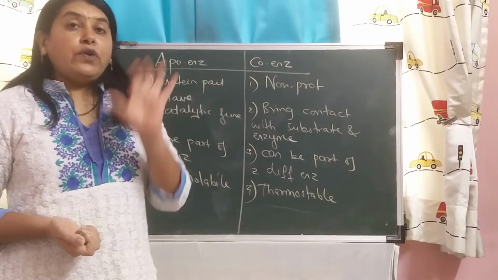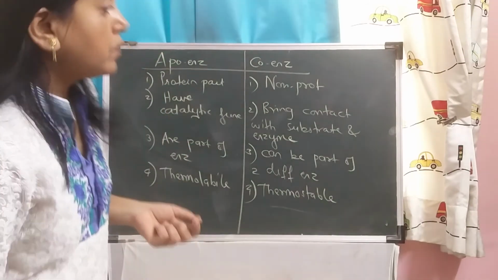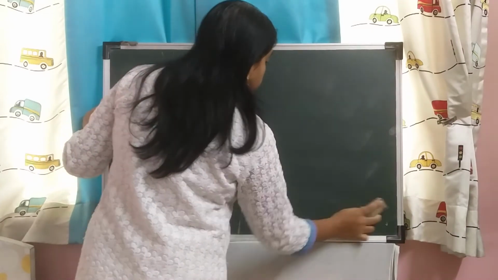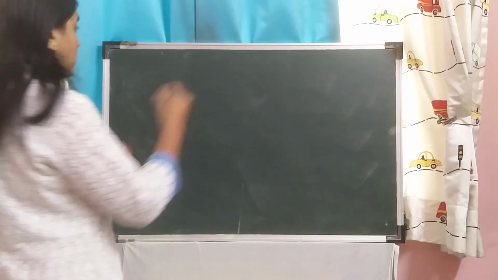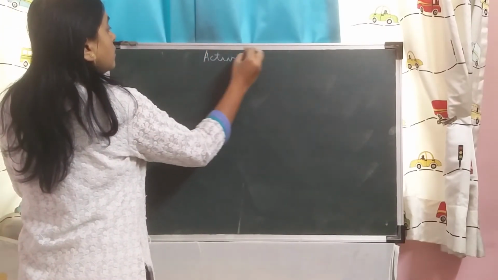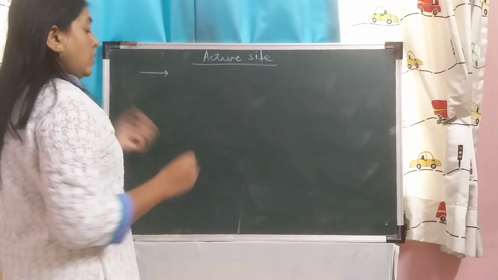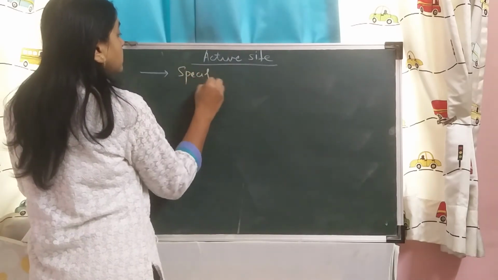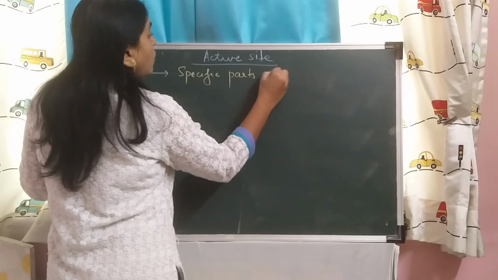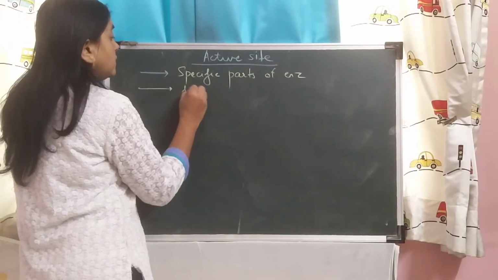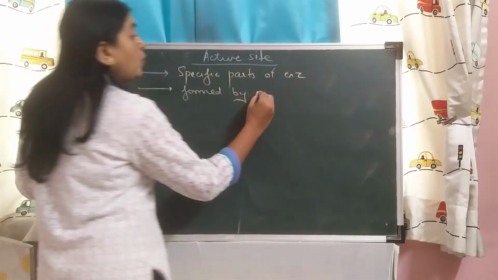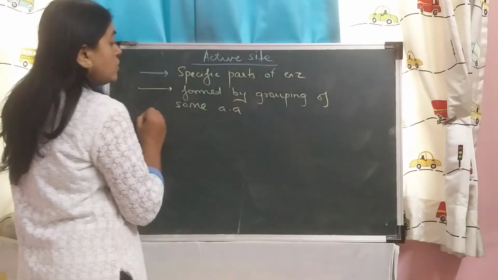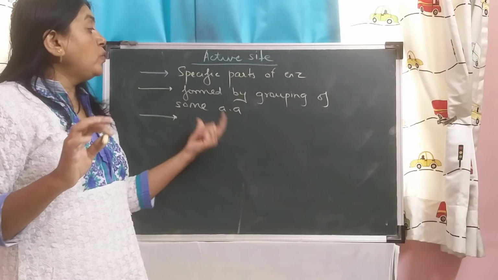And now we will quickly see what are active sites of the enzymes. Now, what are active sites? Active sites are specific portions or parts of the enzyme which are formed by the grouping of some amino acids.